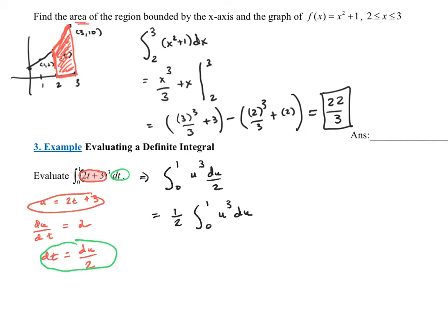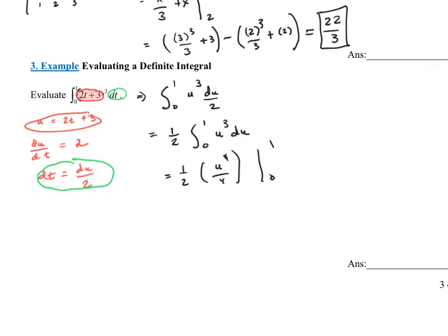Now that my variable and my differential match, I'm able to integrate. So that's 1/2. And then I'm going to integrate that. So that would be what? u to the 4th over 4. Usually we would have a plus c. We don't need it because we are evaluating it from 0 to 1. I'm going to go ahead and clean that up. 1/2 times 1/4. So what would this be? It would be 1/8 u to the 4th evaluated from 0 to 1.